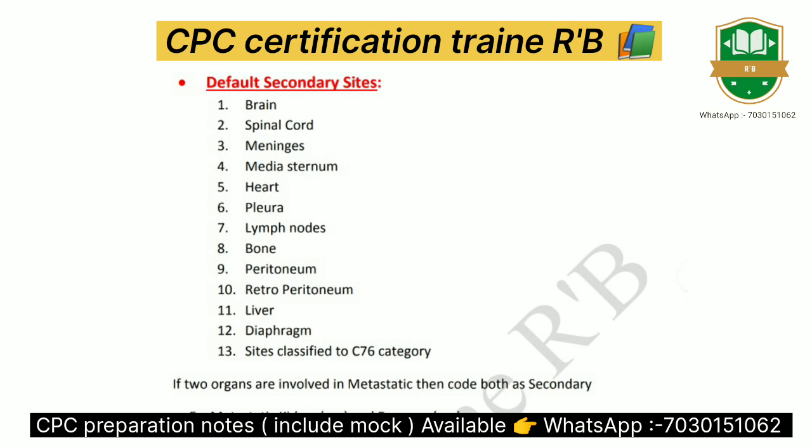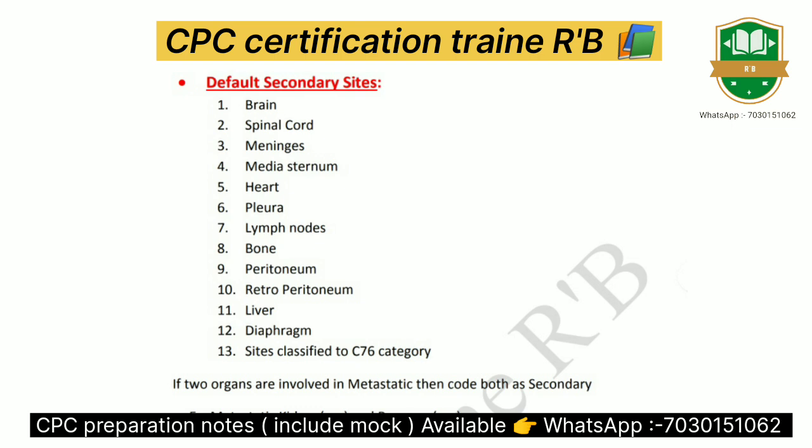First brain, second spinal cord, third meninges, fourth mediastinum, fifth heart, pleura, next lymph node, bone, peritoneal, retroperitoneum, liver, diaphragm, and third is a classify. There are 12 important default sites. You can read one by one. Okay. Then any type mentioned in scenario, then you can direct capture secondary code.